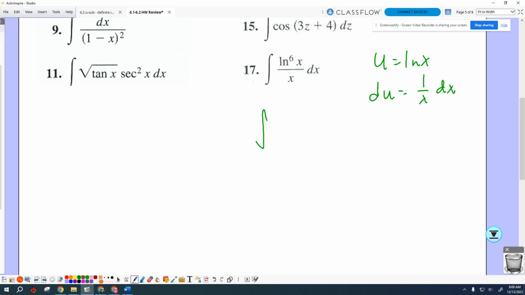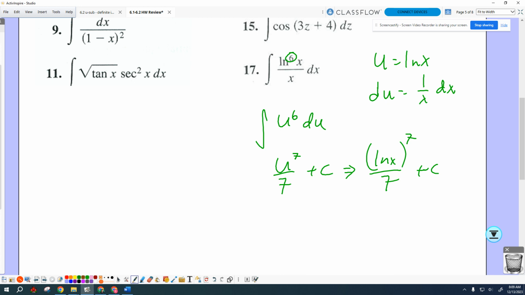So Clara, how does it translate all this x business to u business? u to the 6 du. So the entire denominator goes away. So Jamie, how does that now integrate? u to the 7th over 7 plus C. And to bring it back to what it was originally? Plug in ln x for u to get ln x to the 7 over 7 plus C. If you put the 7 outside like that, you need parentheses, otherwise the 7 is going on the x, which is different.